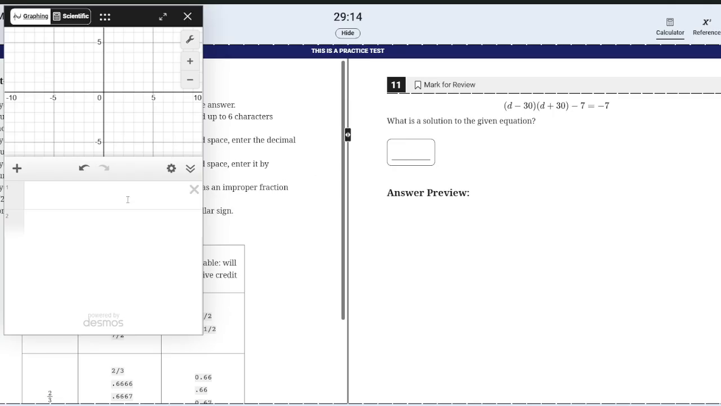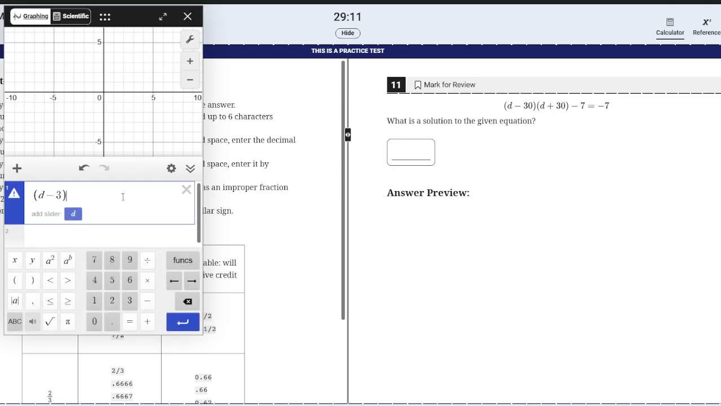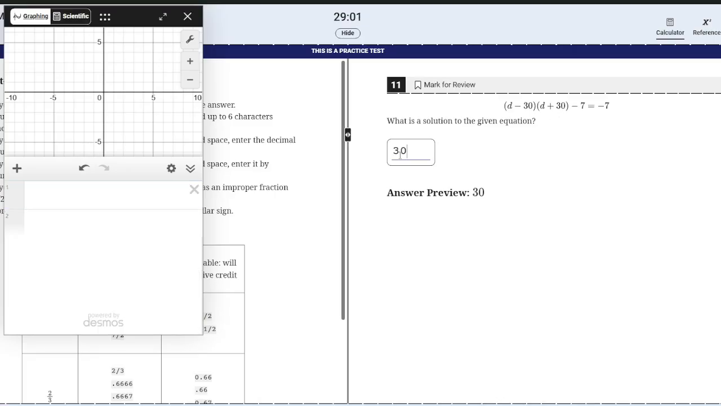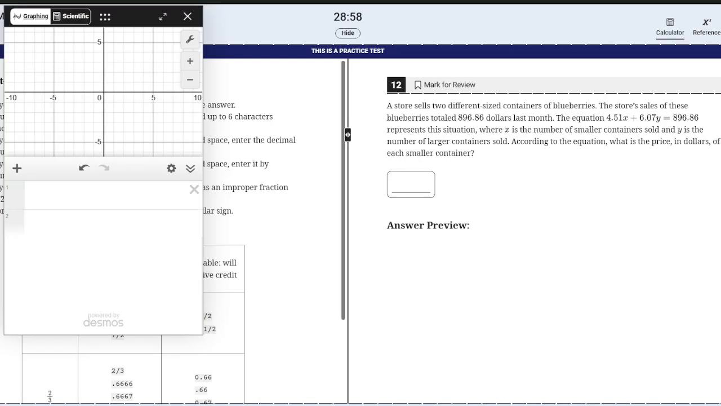Right here, well, I don't even need to do that actually. If we add the 7 on both sides, it's just going to be 0. So it could either be d is equal to 30 or d is equal to negative 30. I'm going to go with the positive value though. You could use negative 30 as well.